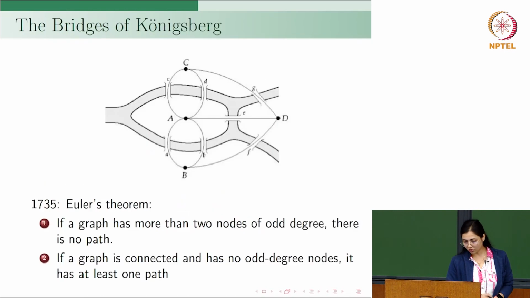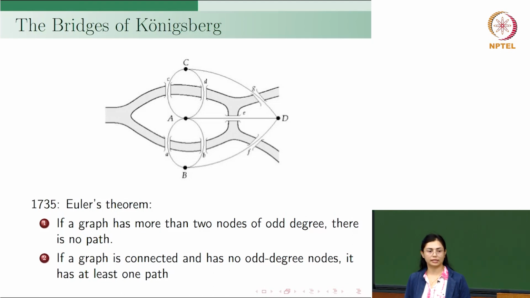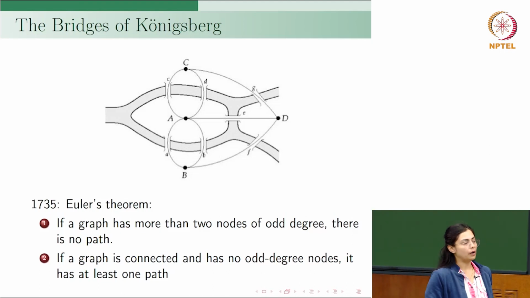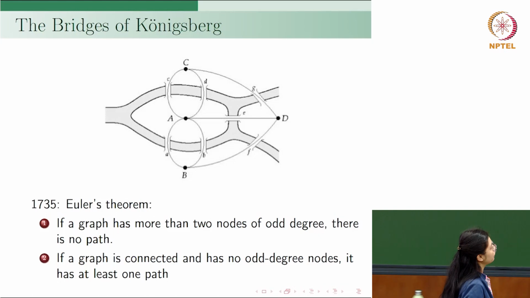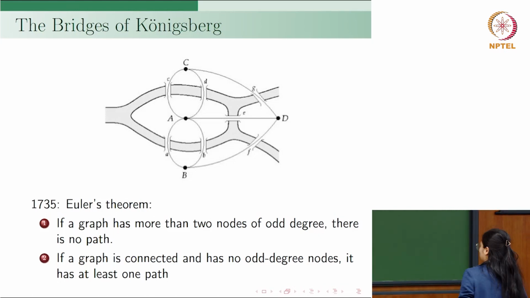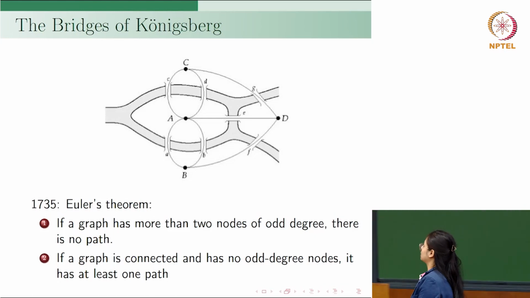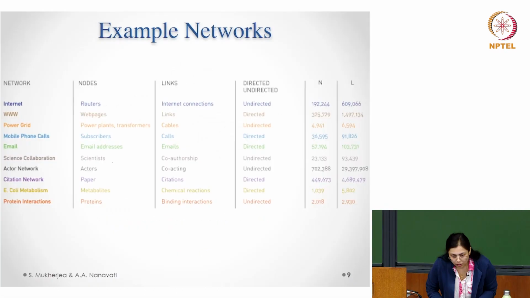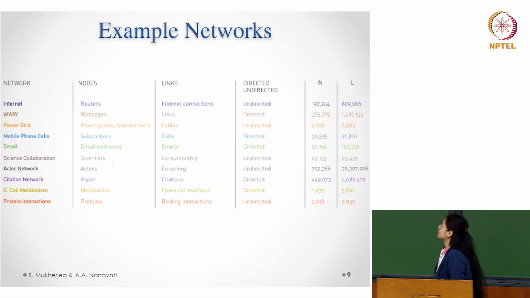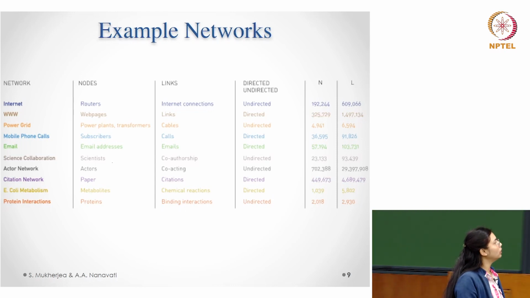Okay, if we go back to the Konigsberg bridge problem, how can we interpret it as a graph? The parts of the city are nodes and the bridges are the links. Okay. So here I have more examples. Is it visible? The fonts are a little bit small.